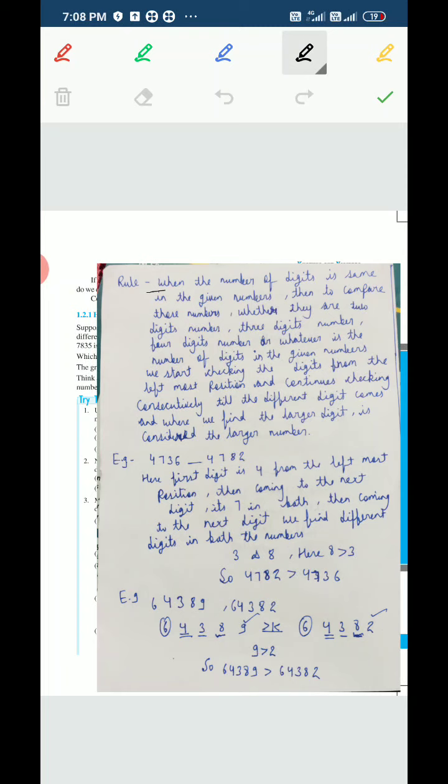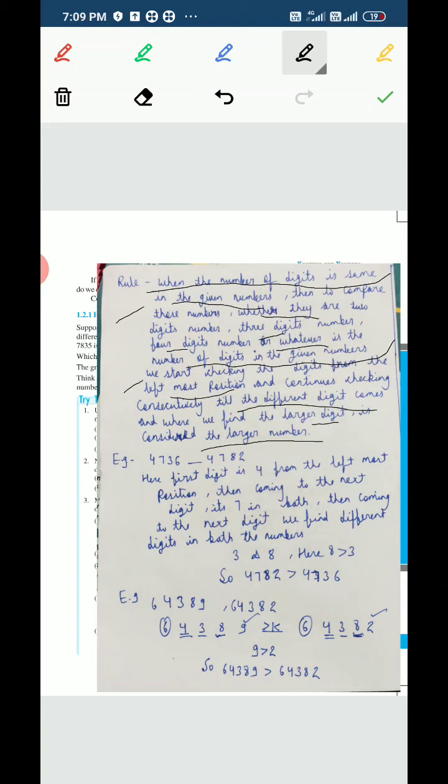And when the number of digits is the same in the given numbers, then to compare those numbers, whether they are 2-digit, 3-digit, 4-digit, or whatever the number of digits, we start checking from the leftmost position and keep checking consecutively till a different digit comes, and where we find the larger digit, that is considered the larger number. I hope you have understood this. I have given you some more examples, and I wish that you first solve these examples yourself and then see the explanation.